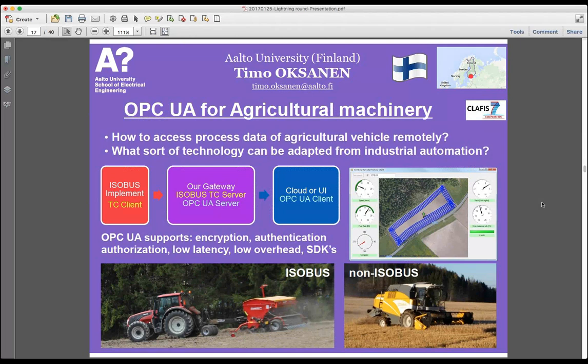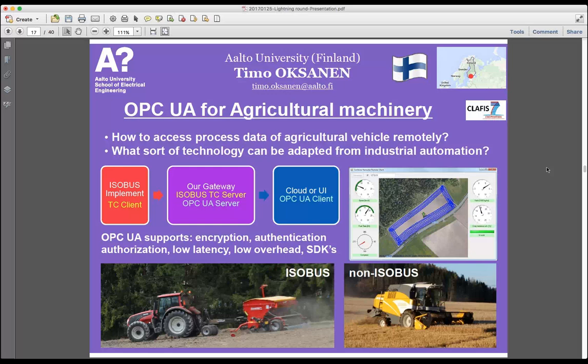Timo, are you there? Hello, good evening. Go ahead. My name is Timo Oksanen. In Finland, it's 10 p.m. And recently, we have studied how to do data transfer between cloud systems and mobile agricultural vehicles. There are different technologies available, but especially we have been interested in one specific technology, which is OPC Unified Architecture, and that's developed for industrial automation.